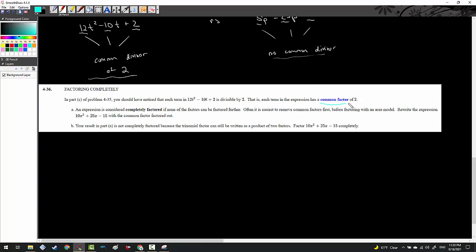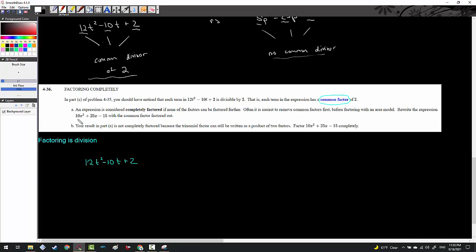Now, one thing I want all of you to keep in mind is this notion of factoring, and I'll even type this in for you all. Factoring is division. Factoring is division. Because we are essentially reversing the distributive property, right? And if the distributive property is multiplication, that means that factoring is division. So what we're going to do is factor this 12t problem first. So 12t squared minus 10t plus 2.